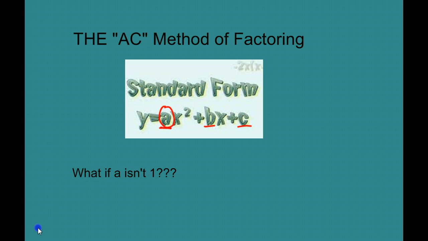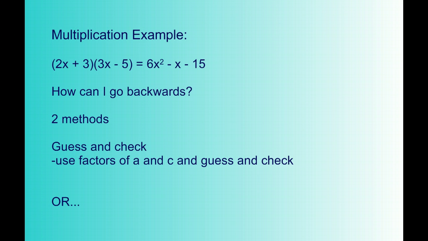Let's go ahead and look at the multiplication example. Just like every other factoring form we've looked at, we start with multiplication because factoring is working backwards from multiplication. If I take 2x plus 3 times 3x minus 5, that's my 6x squared, minus 10x, and then a plus 9x, that makes a negative 1x, and 3 and negative 5 multiplied to negative 15. So that's how we get here.